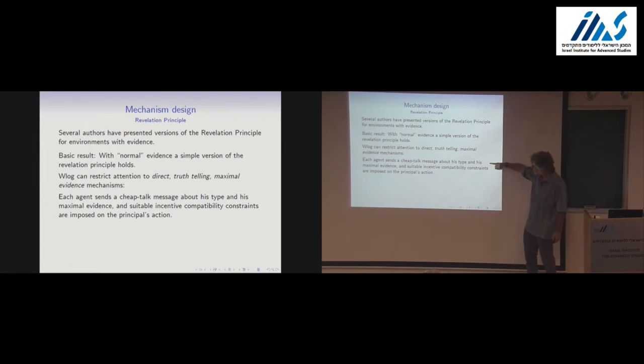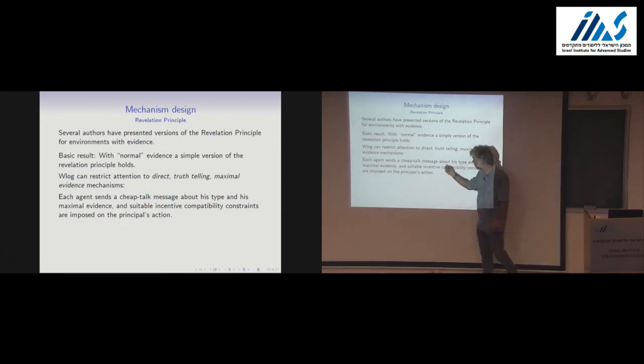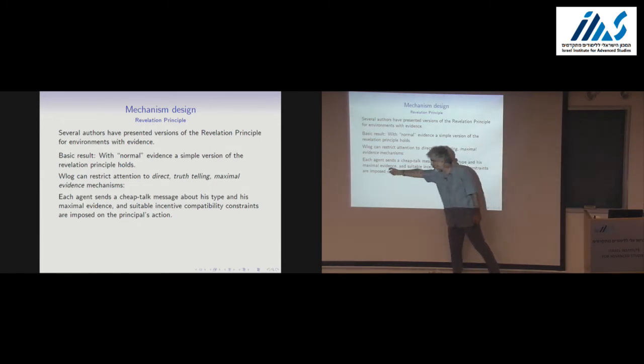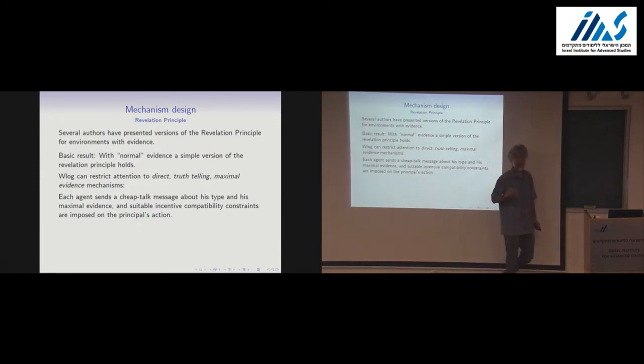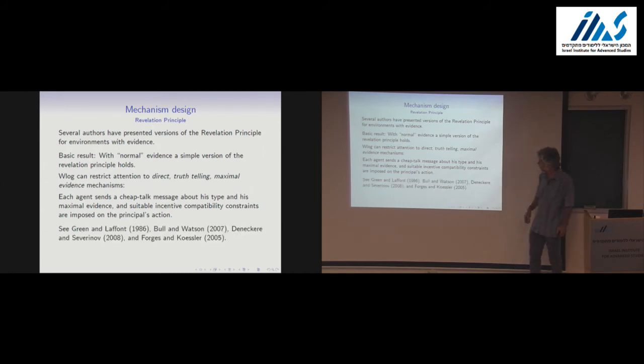so each agent sends a cheap talk message about his type, and sends his maximal evidence. And the principal is going to be constrained by incentive constraints that make it incentive compatible for the agent to truthfully reveal his type and send his maximal evidence. So we'll have the incentive constraints of standard mechanism design, namely truth-telling, and additional incentive constraints of sending the maximal evidence. Okay? This is a bunch of papers which show various versions of the revelation principle.